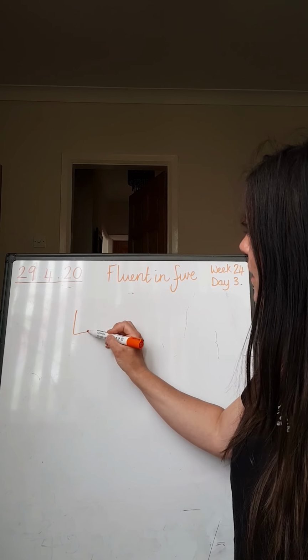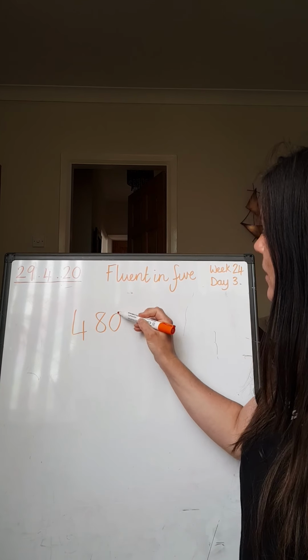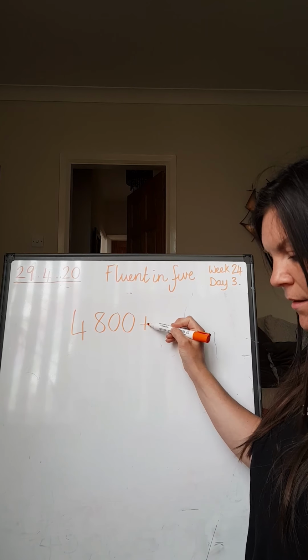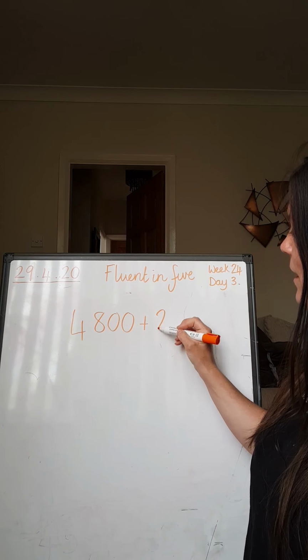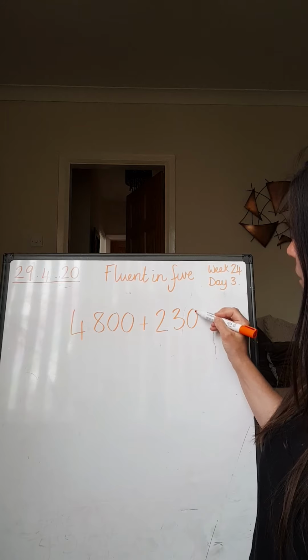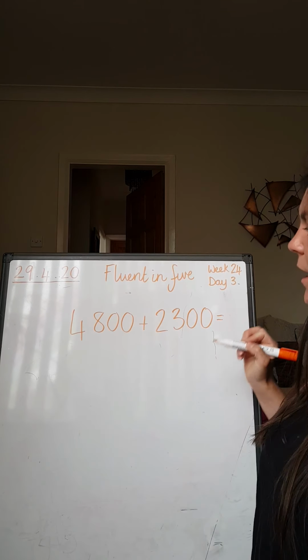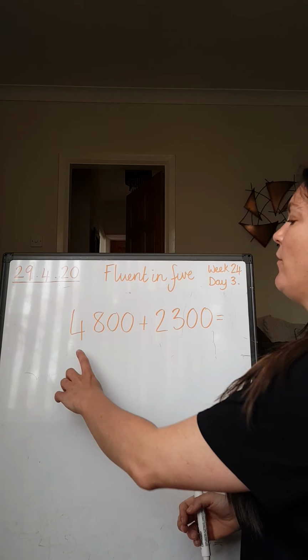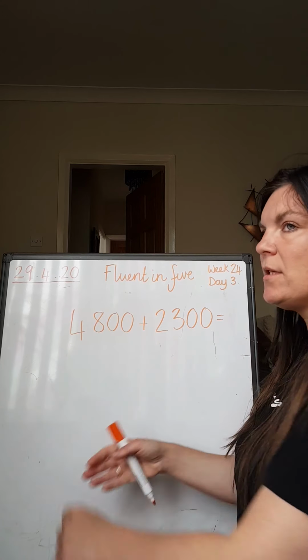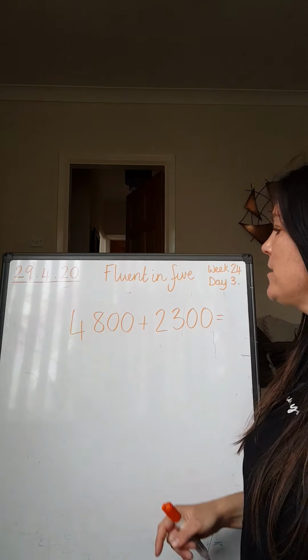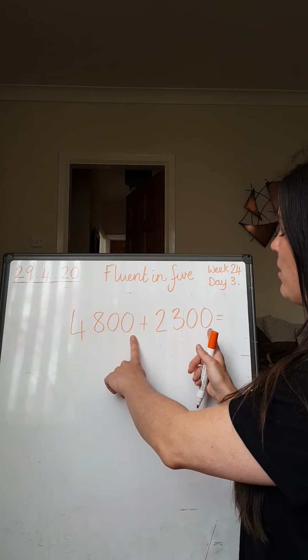I've got 4,800 and I'm adding 2,300. Now I think I can do that without putting it in a column. So I'm going to show you how I would do that mentally. So I've got 4,000 here and 2,000. So I'm going to put 6,000 in my head. And I've got 800 and 300.